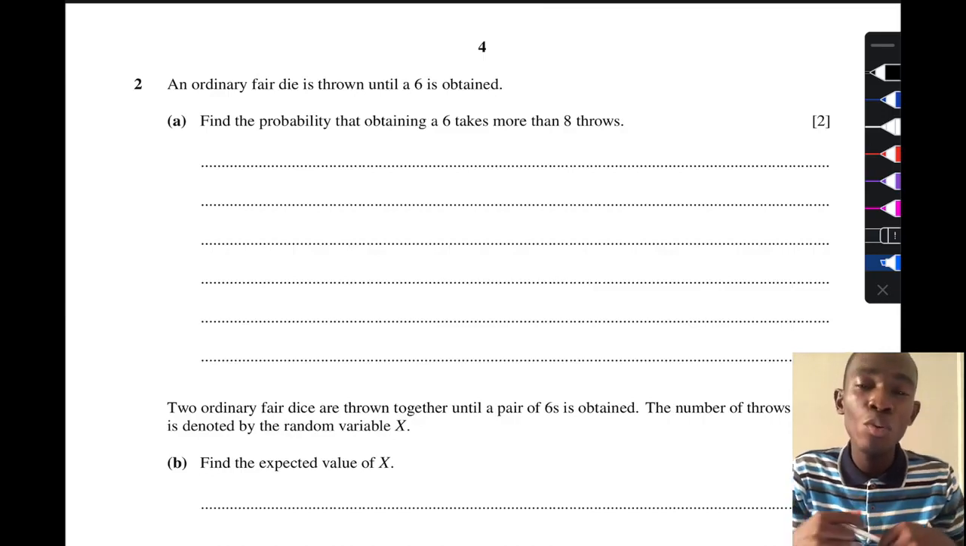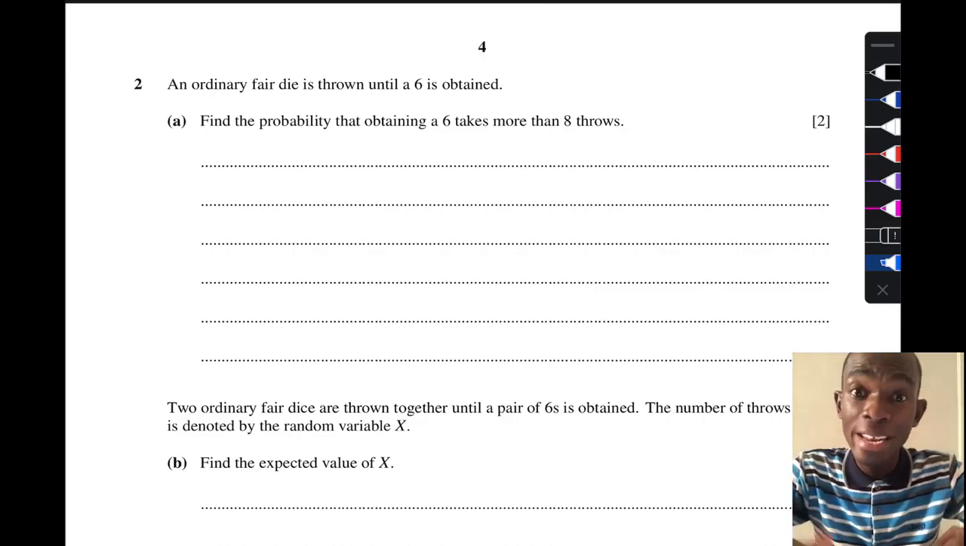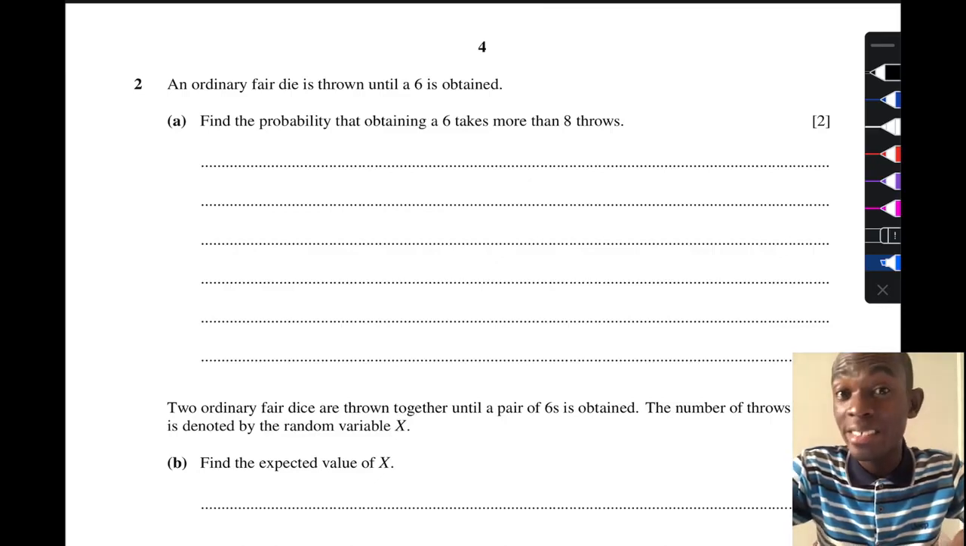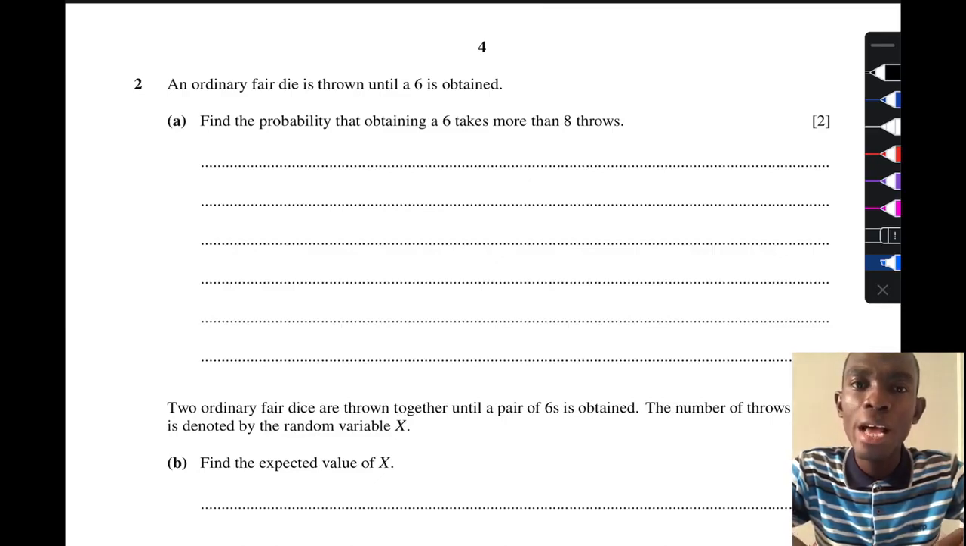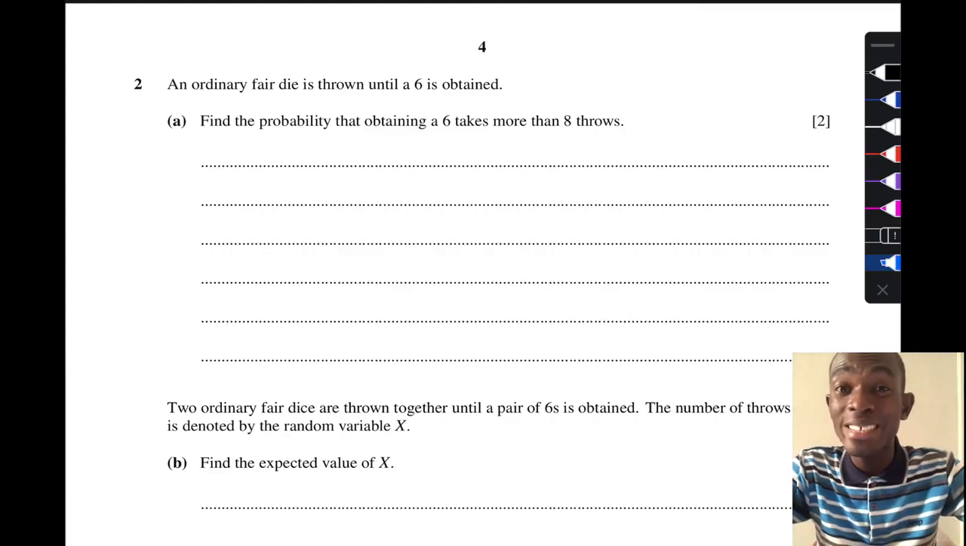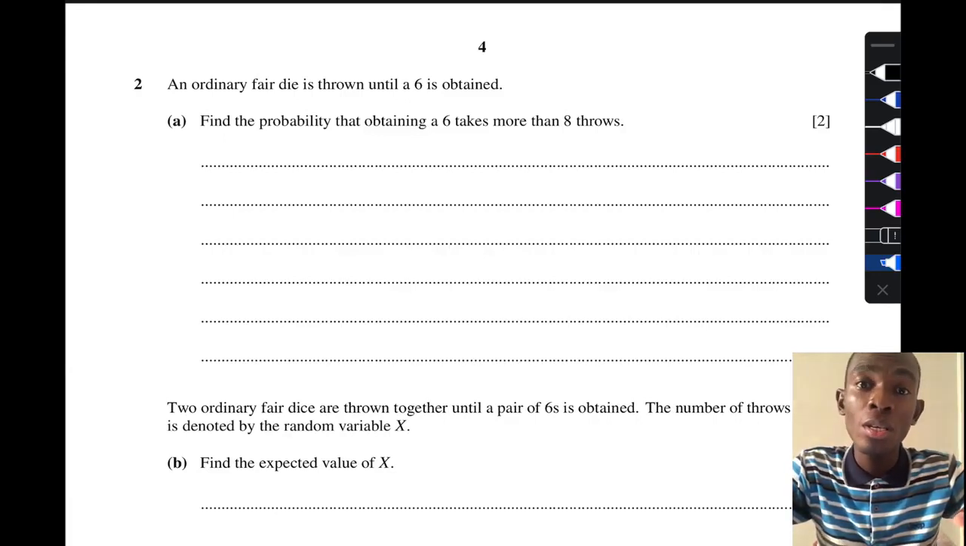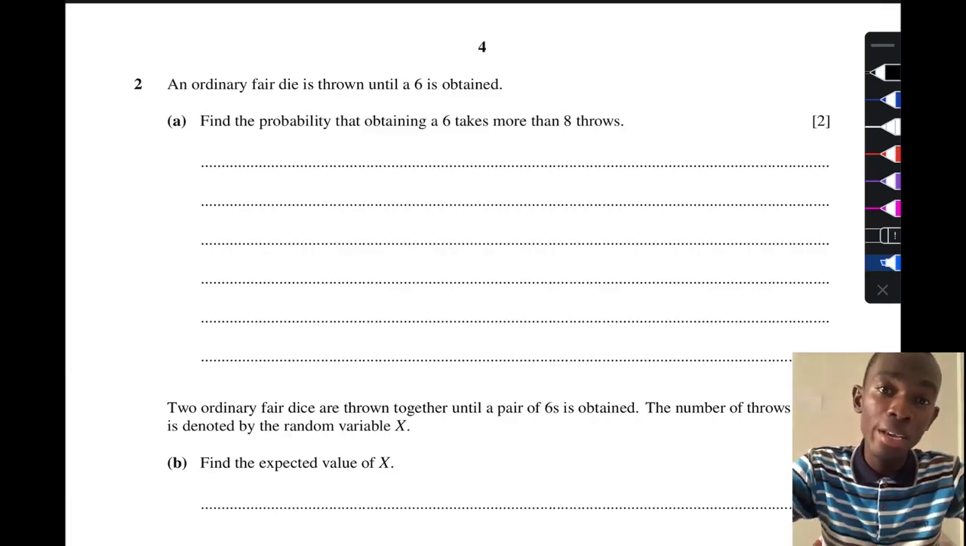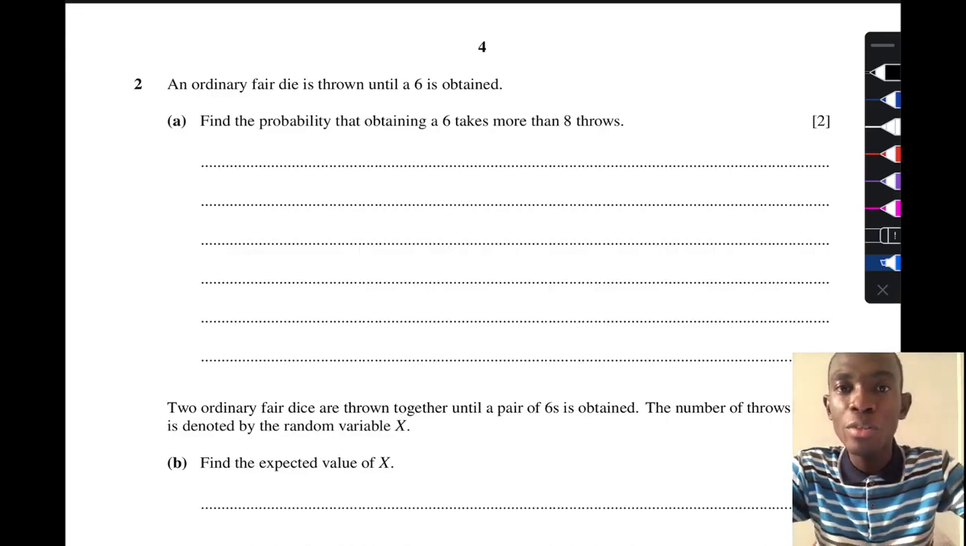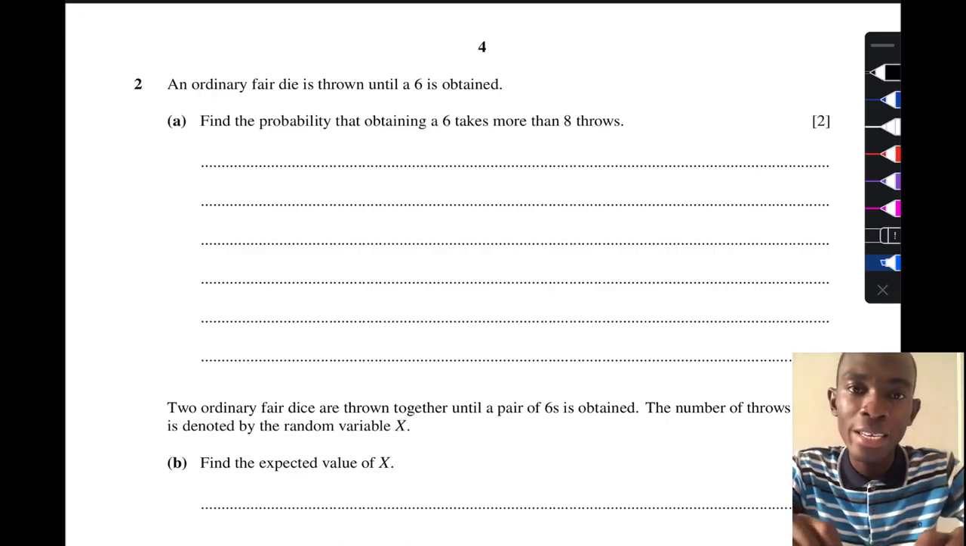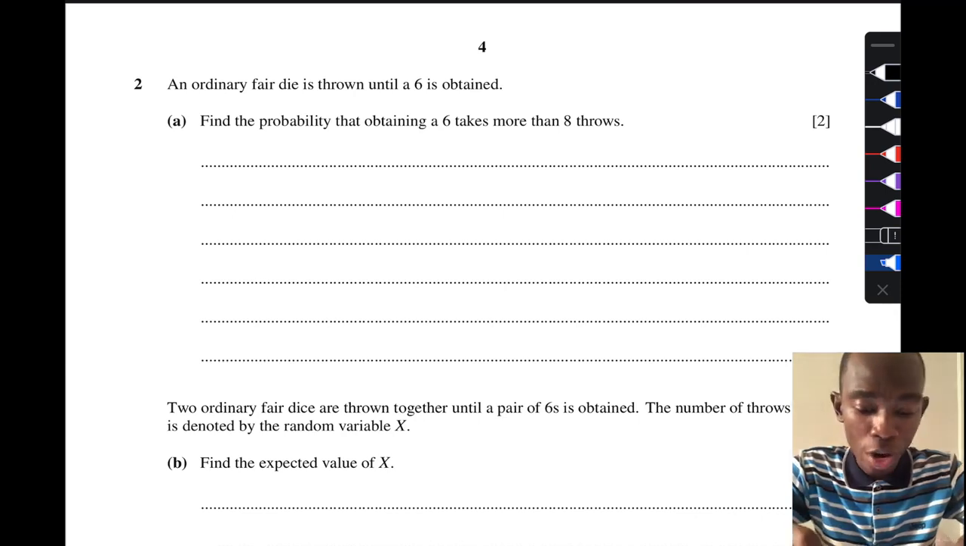For example, if you are to throw a die, and I ask you to get a 6, how many times will you throw the die before you get a 6? Maybe you threw the die 4 times before you got a 6. That means you did not get a 6 in your first 3 throws before you got a 6 on the 4th throw. So you failed 3 times before you actually hit the target, and that is what we call a geometric distribution.